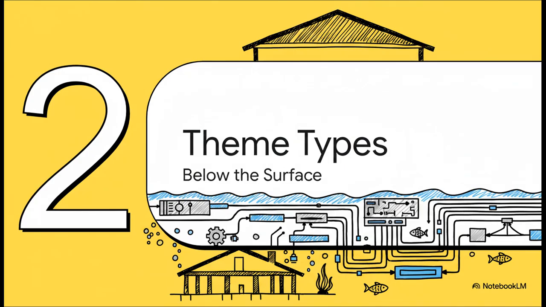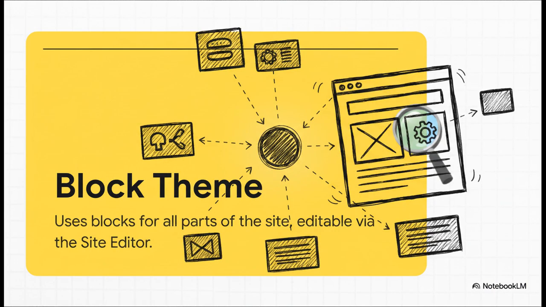Moving on to part 2, understanding WordPress theme types. We're going just below the surface now. We've got our foundation of ownership, so let's look at the actual architecture you can use to build this digital house. The WordPress ecosystem has evolved a ton recently, and the new standard is what we call a block theme. A block theme uses JavaScript-based blocks for literally every single part of your site. And we aren't just talking about blog posts here. We mean your navigation menus, your headers, the footers, everything. It's all edited dynamically right there in the site editor. It is, without a doubt, the future of WordPress design.